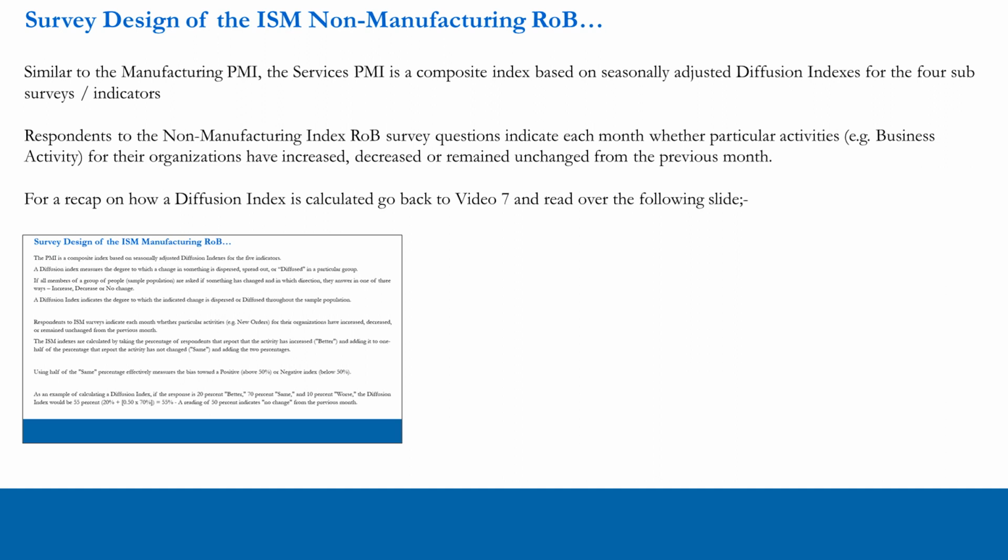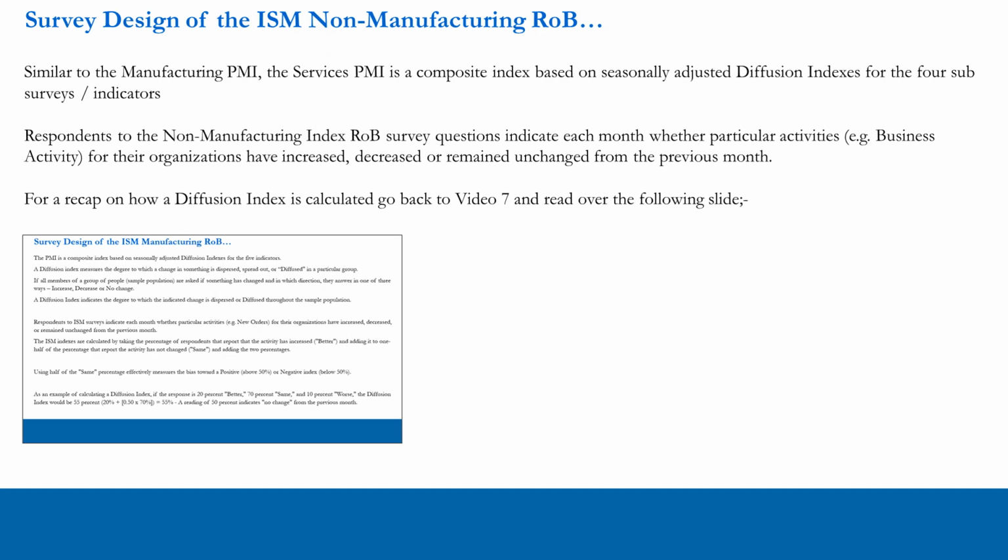Now, if you need a recap on how a diffusion index is calculated, you can go back to the previous video where, on the slides that you see on the screen, you get a full breakdown of how a diffusion index is calculated. And the non-manufacturing report on business, the services PMI, is exactly the same as the manufacturing PMI in that it's a diffusion index of the subcategories and then the composite number is calculated.